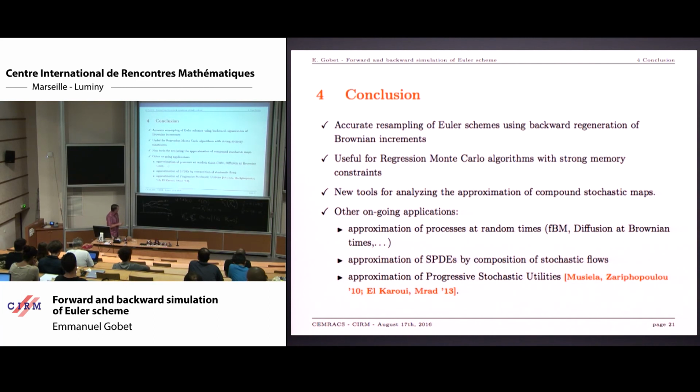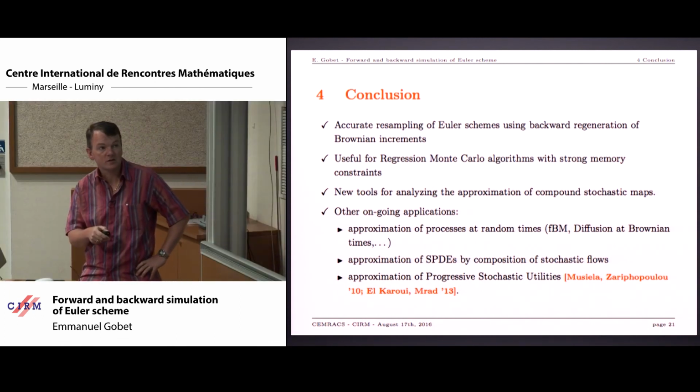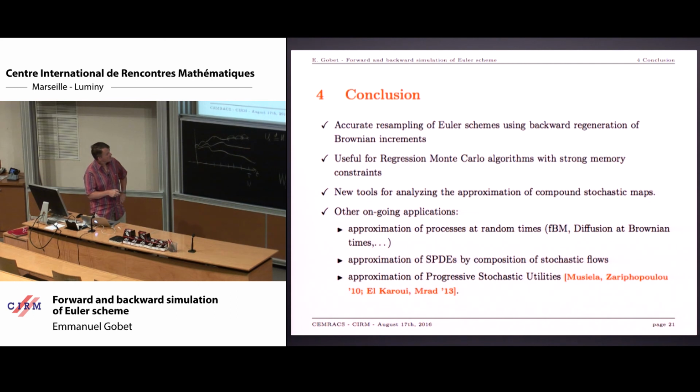This composition of Euler schemes was also the basis for giving an explicit, numerical solution to computing what we call progressive stochastic utilities. This is a form of stochastic PDE derived by Musiela, Zariphopoulou, El Karoui, Mrad. So far there were no really good numerical methods to solve these kinds of stochastic utility problems. And now, just by composition of flows and inverse flows, this is quite straightforward. Okay, thank you.